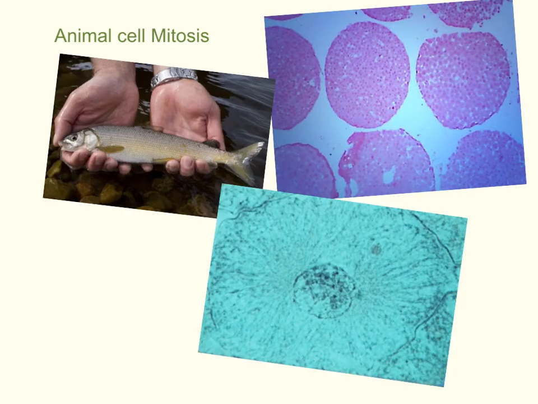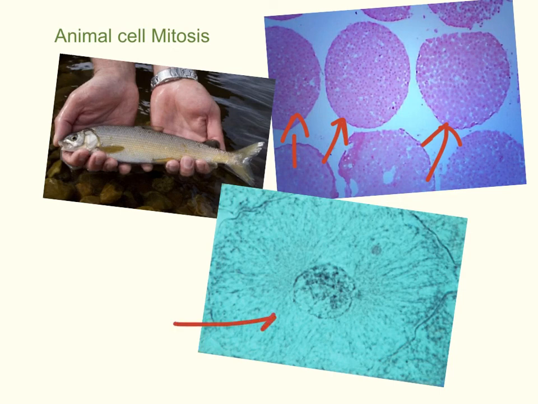Observing animal cell mitosis is done using eggs from a whitefish. The eggs are in a stage known as the blastula stage, which is essentially a hollow ball of rapidly dividing cells. The blastulas are fixed and stained and sliced thin and placed on microscope slides. So here you see the slices of the fish eggs. Under higher magnification, you can see cells in the different stages of mitosis.